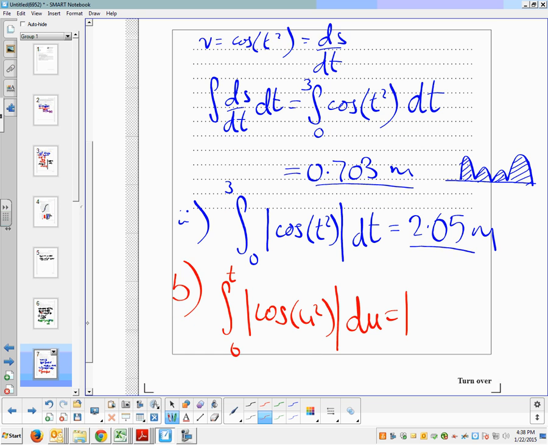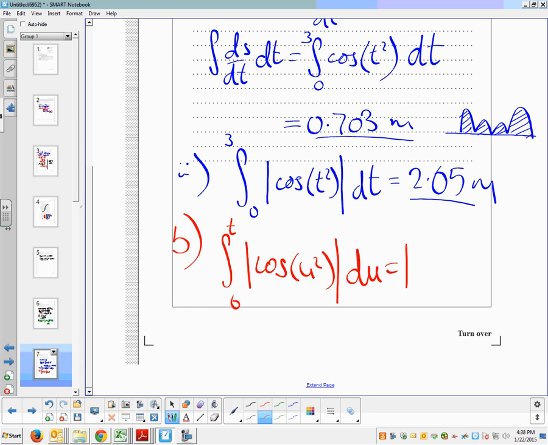We've got to set up this equation. It's the integral from 0, so not T. Yeah, 0 to T. T is what we're trying to find. Cos u squared. Don't understand why they've used u instead of T this time. Oh, because T is the variable here. That's why. So they're trying to make a distinction between that T and the variable in here. So they've called it u.